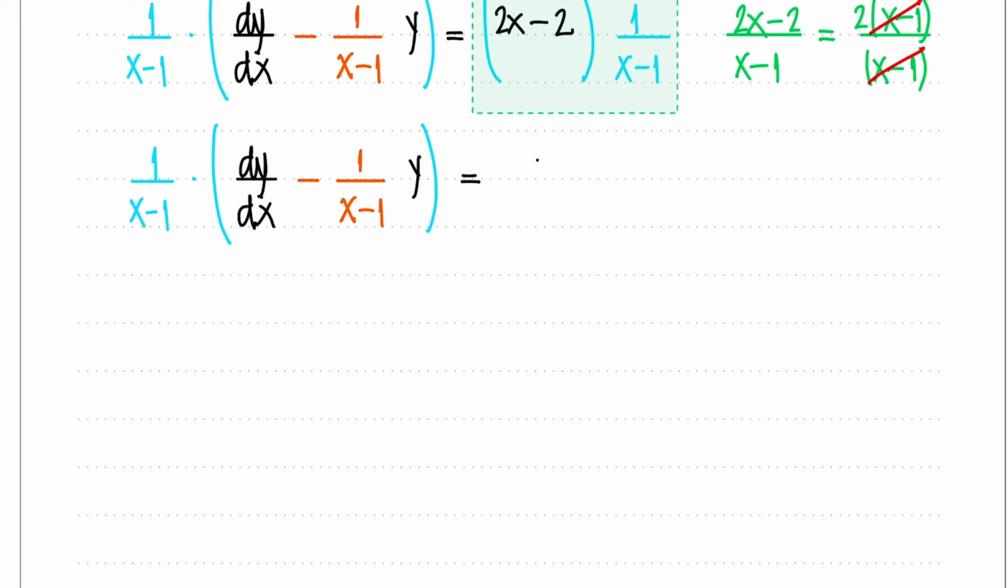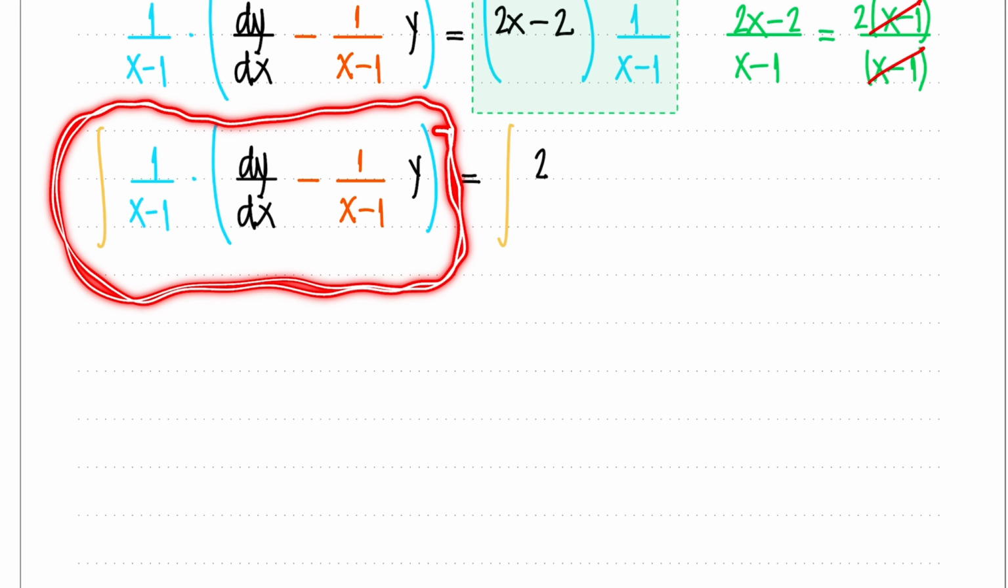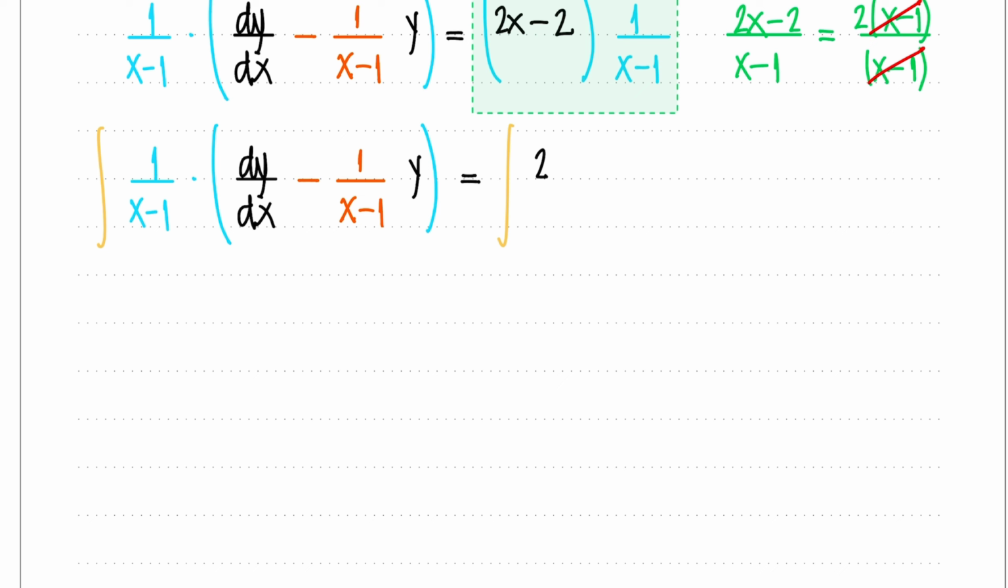Do know that if you went through all the process correctly, the integral of the left-hand side will always and forever be y times the integrating factor. In this case, y times 1 over x minus 1. Why is that the case? There's a proof, and you can find the proof in this channel. There's a video for that. But do know that the integrating factor method always produces, if you did everything correctly, of course, y times the integrating factor on the left-hand side.